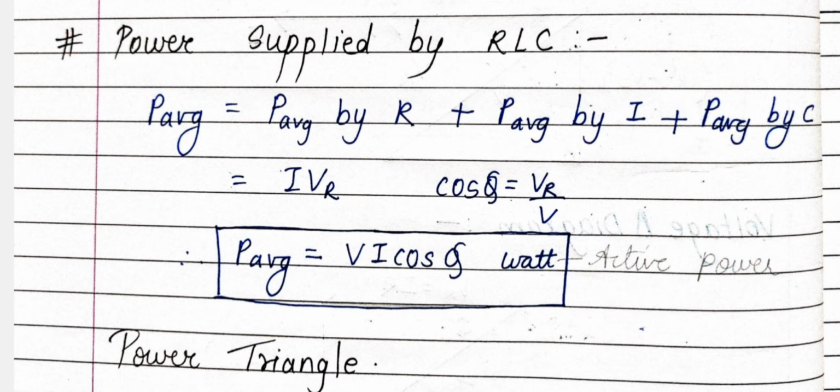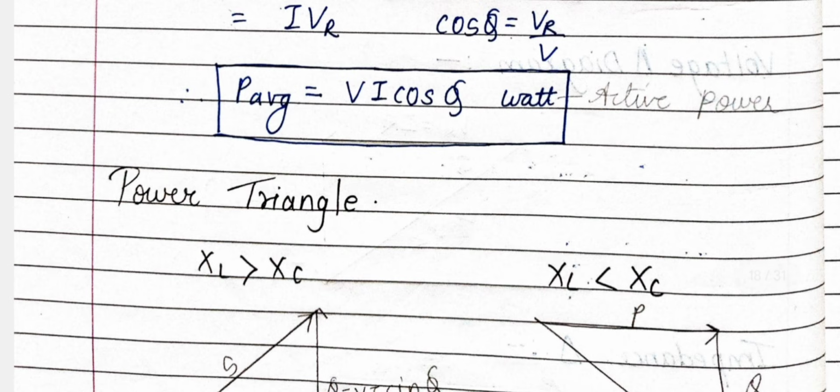So what is the power average in resistance? In a resistive circuit, it is I into VR. P average in inductance and P average in capacitor are 0, so we will not consider them. And cos phi is equal to VR upon V. So again the same, we will get P average equal to VI cos phi watt. This will again be the active power for us.